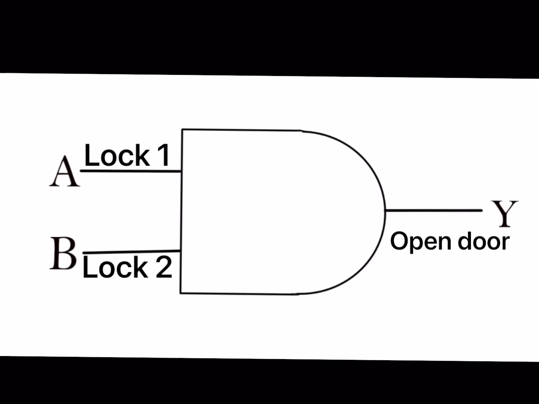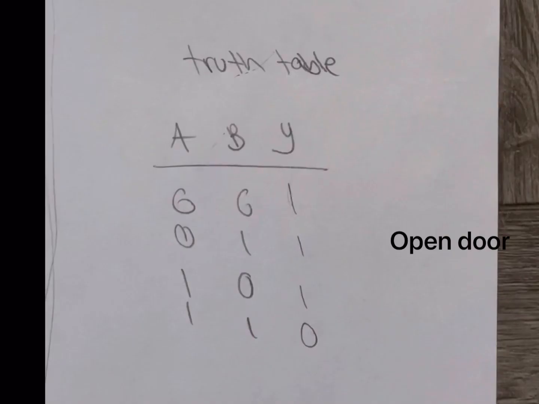A real-life application of an AND gate would be a door with 2 locks. Each of the 2 locks would act as an input, and the door opening would be the final output. If one of the locks is unlocked but the other is locked, the door will not be able to open. But if both locks are unlocked, the door will be able to open.